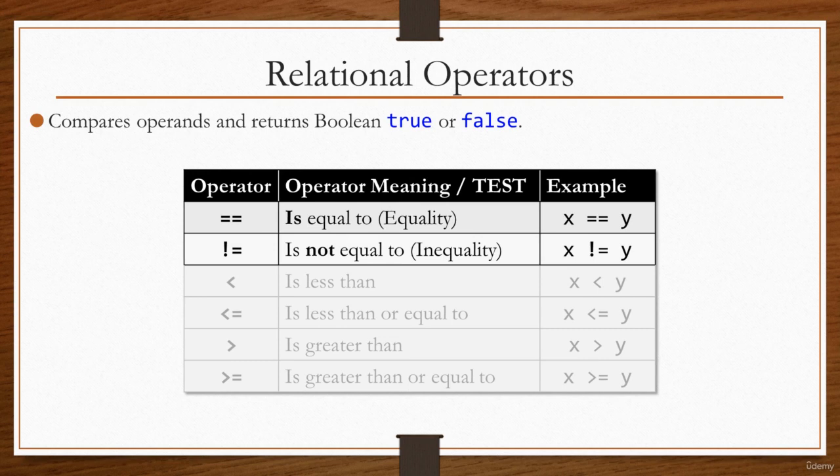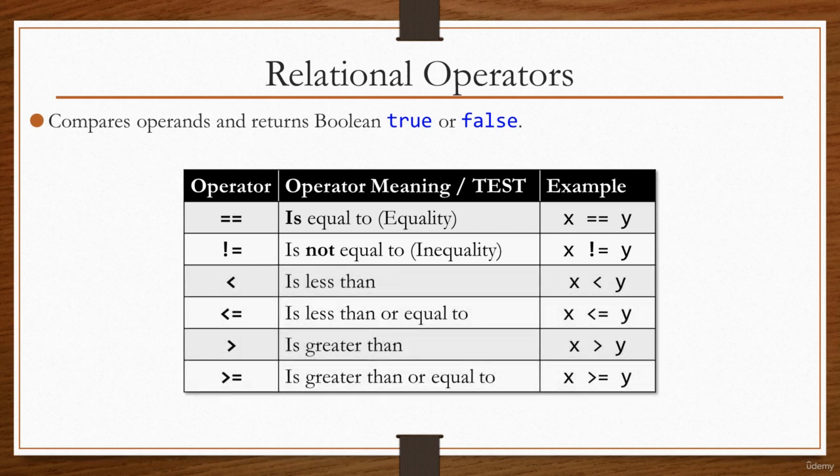At this point I've talked about testing for equality and inequality with the equality and inequality operators. Now we also have the less than operator, the less than or equal to operator, the greater than operator, and the greater than or equal to operator. The less than operator will return true if the left-hand operand is less than the right-hand operand. The less than or equal to operator will return true if the left-hand operand is less than or equal to the right-hand operand. The greater than operator will return true if the left-hand operand is greater than the right-hand operand. And of course the greater than or equal to operator will return true if the left-hand operand is greater than or equal to the right-hand operand.